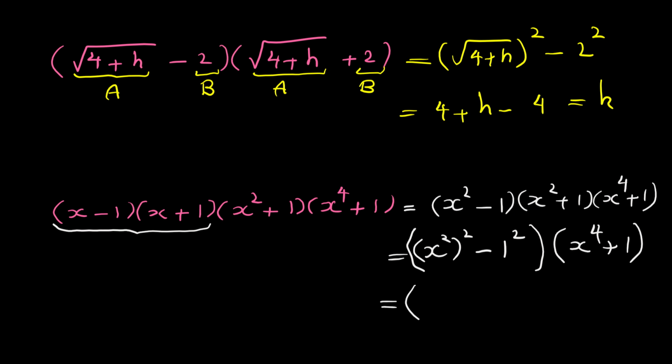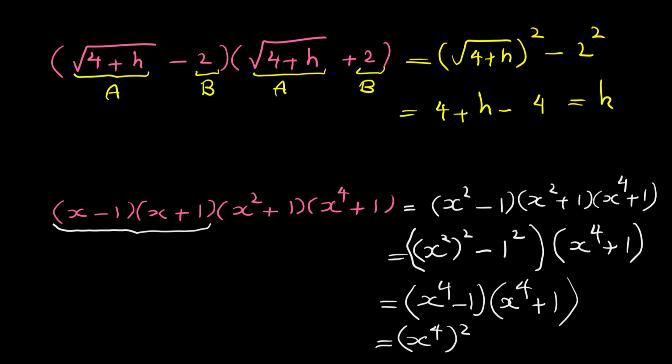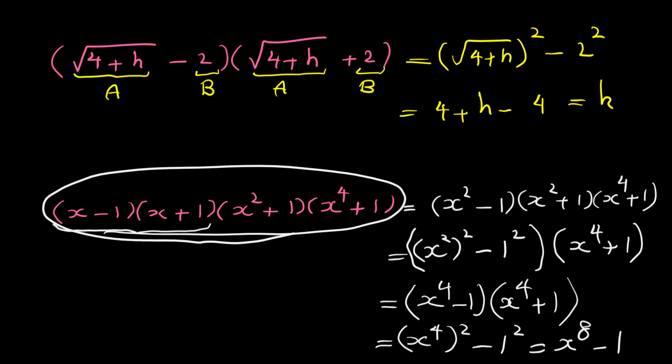Simplify the first bracket. x to the 2 is x^4 minus 1 times x^4 plus 1. Again, we can use the identity a minus b times a plus b. What was the answer of a minus b times a plus b? A to the 2 minus b to the 2. So the answer is x^4 to the 2 minus 1 to the 2. But x^4 to the 2 is x^8. When a power is raised to a power, multiply the powers. 1 to the 2 is 1. So the answer of multiplying all of these brackets by each other is x to the 8 minus 1.